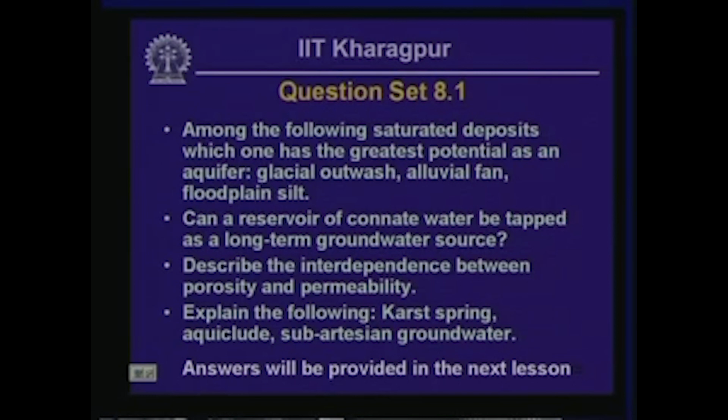The first question is, among the following saturated deposits, which one has the greatest potential as an aquifer? Glacial outwash, alluvial fan, floodplain silt. Second question, can a reservoir of connate water be tapped as a long-term groundwater source? Third question, describe the interdependence between porosity and permeability. And the fourth one, explain the following terms: karst spring, aquiclude and subartesian groundwater.